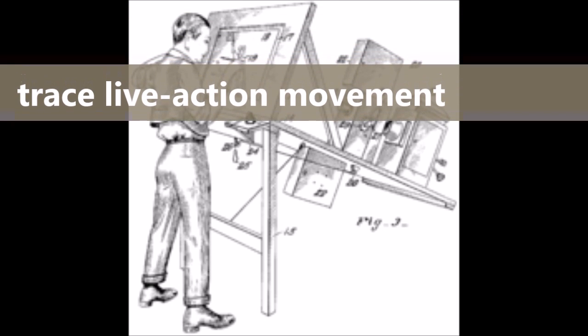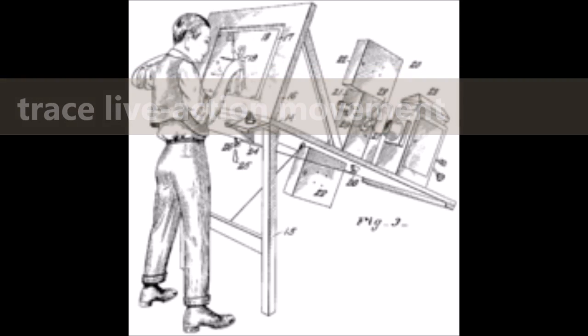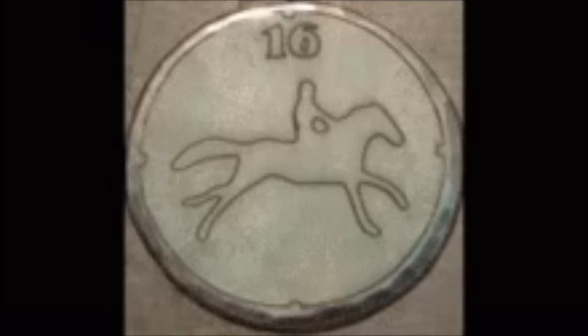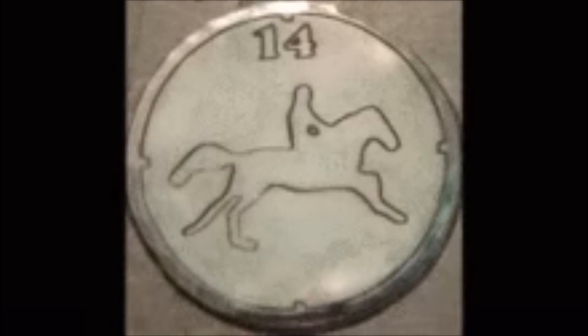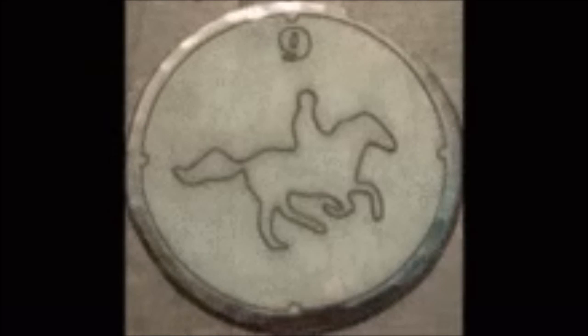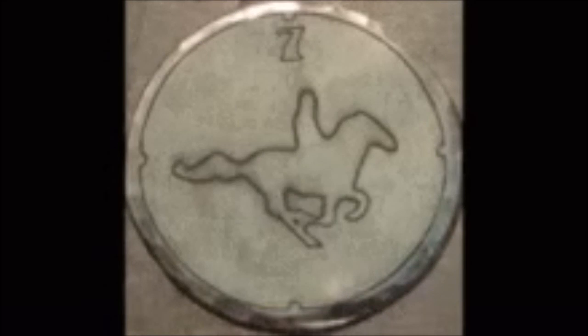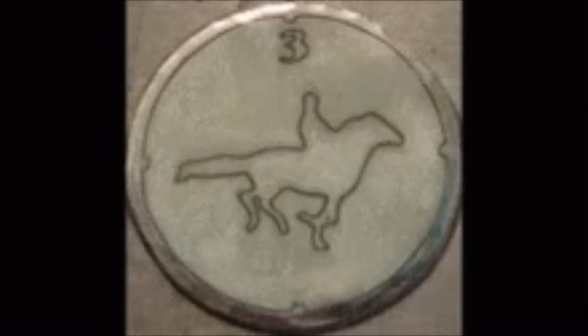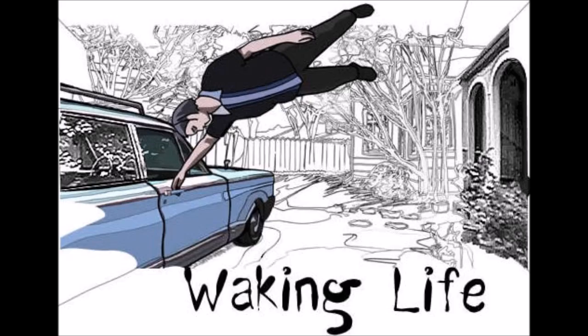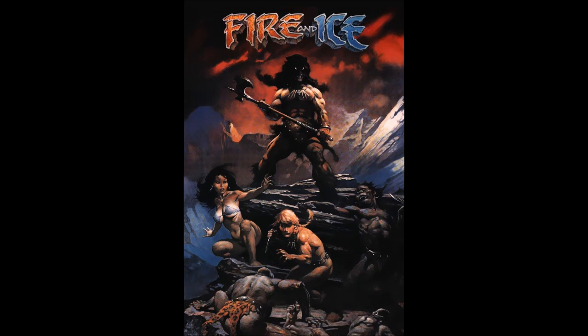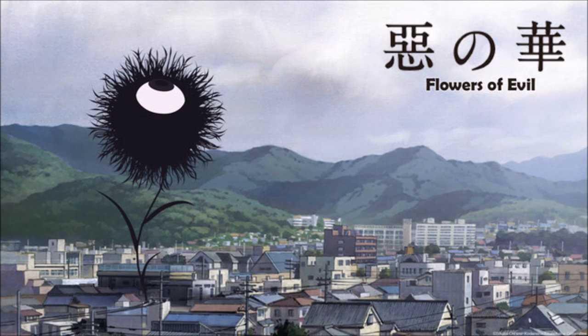Rotoscoping is a technique patented by Max Fleischer in 1917, where animators trace live-action movement frame by frame. The source film can be directly copied from actors' outlines into animated drawings, as in The Lord of the Rings, or used in a stylized and expressive manner as in Waking Life and A Scanner Darkly. Some other examples are Fire and Ice, Heavy Metal, and Aku no Hana.